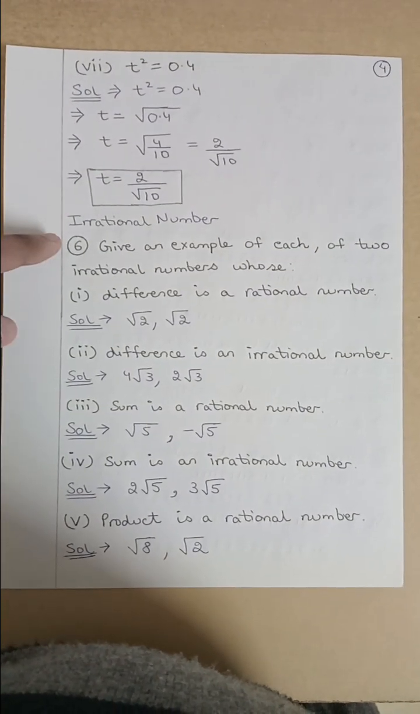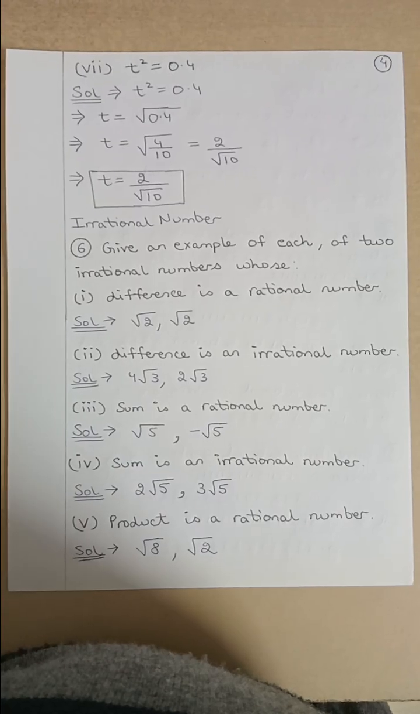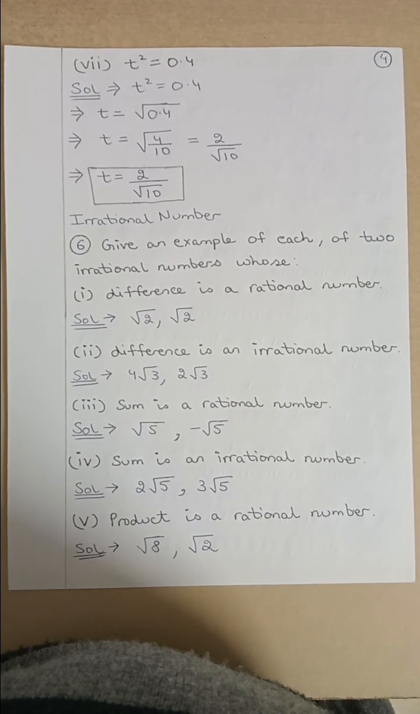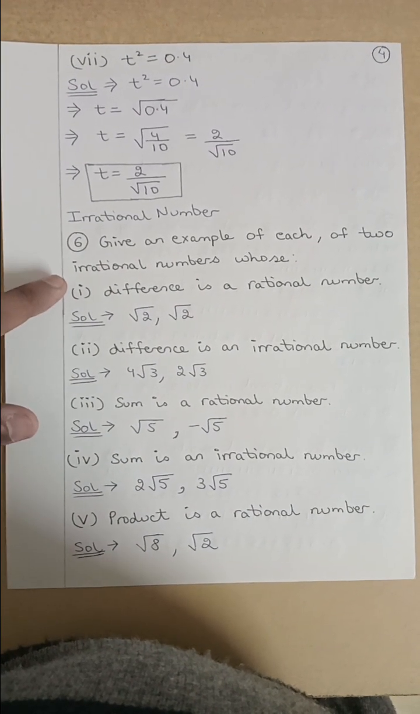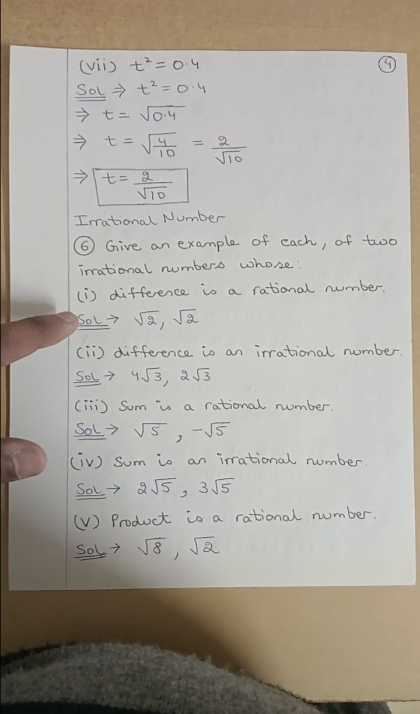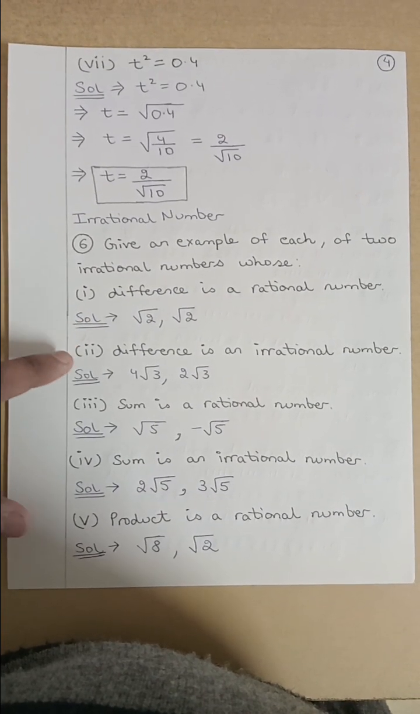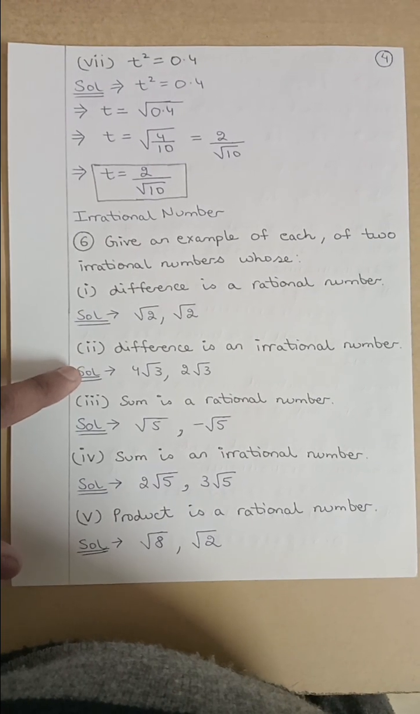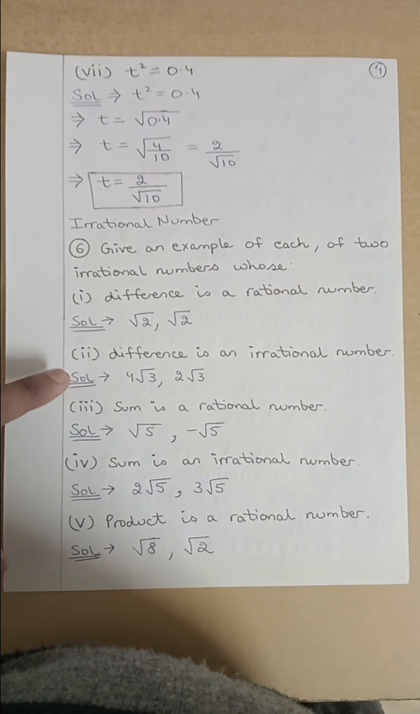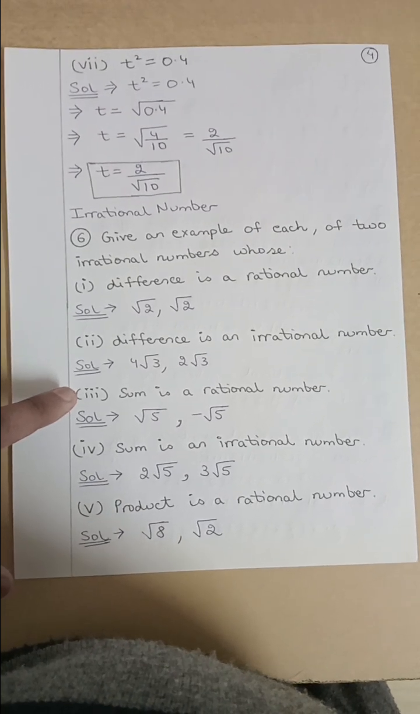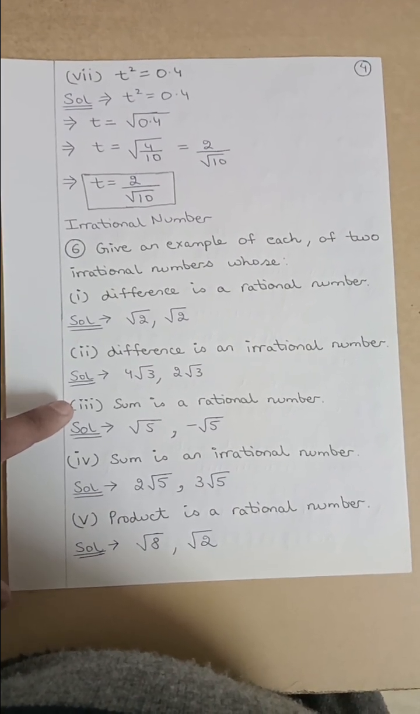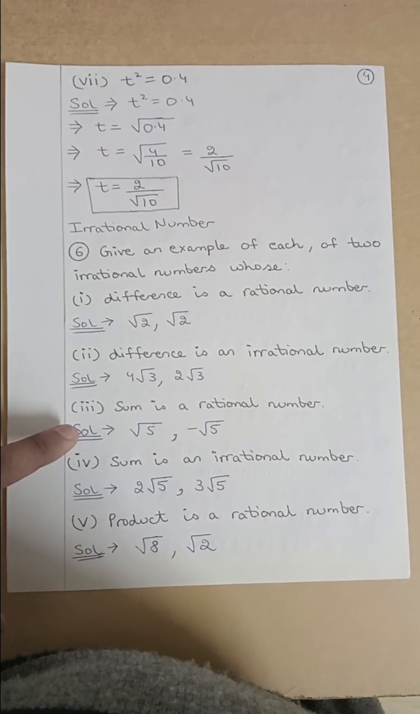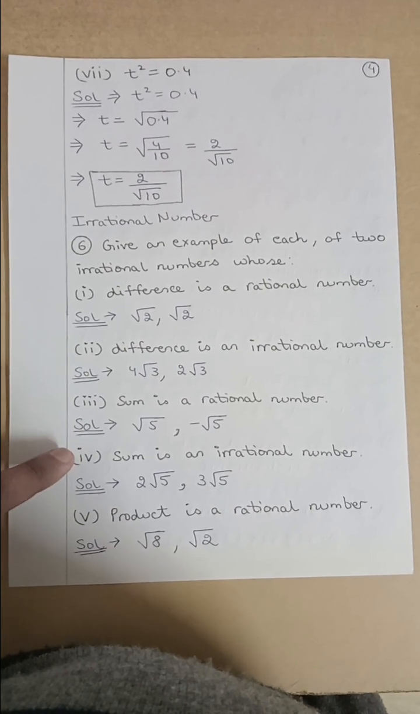Sixth question. Give an example of each of two irrational numbers whose first point, difference is a rational number. So the answer would be root 2 and root 2. Second point, difference is an irrational number. So an example would be 4 root 3 and 2 root 3. Third point, sum is a rational number. So an example would be root 5 and minus root 5.